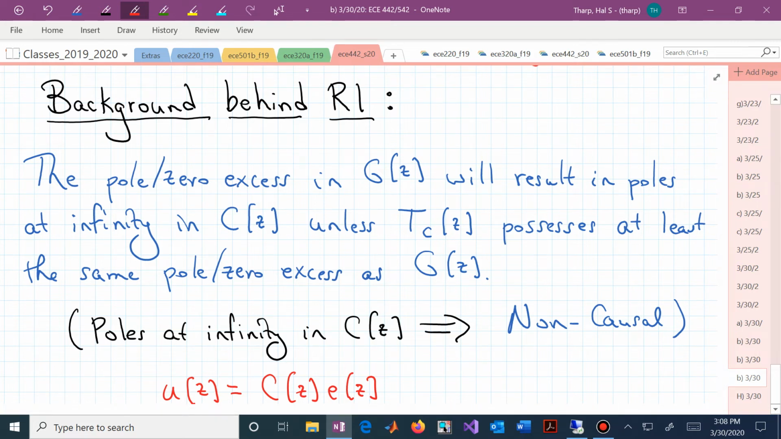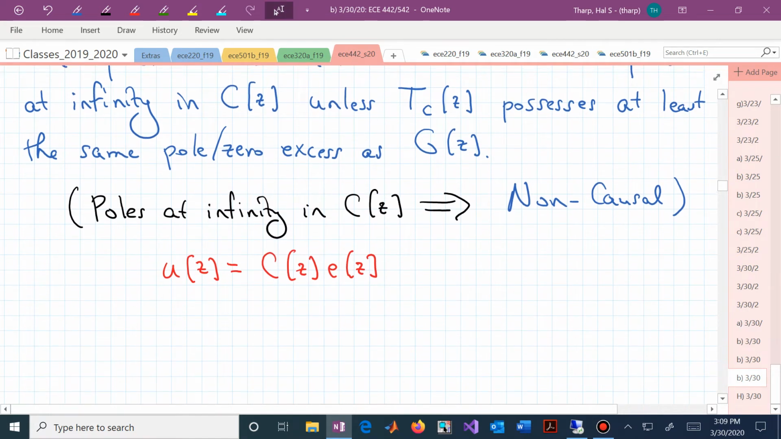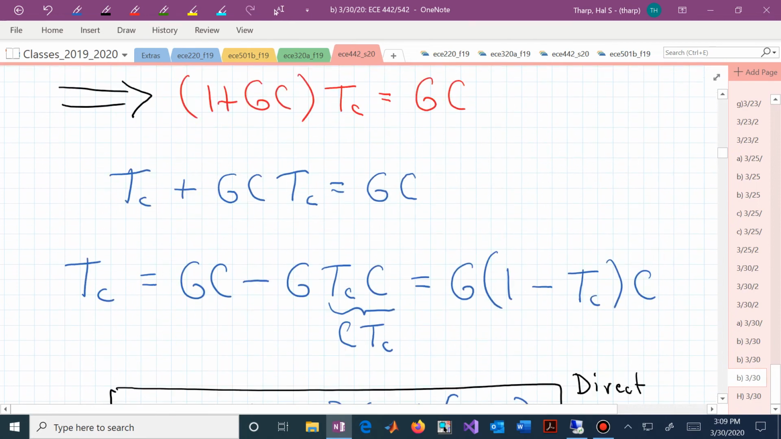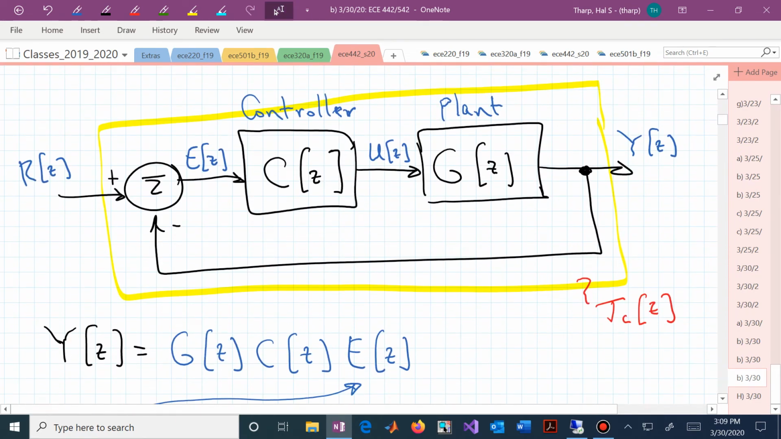Poles at infinity in our controller produce a non-causal characteristic. Where does that come from? Well, let's go back to our block diagram. Here is the input to the controller. That's our error signal. And here is the output of that controller. So in terms of a transfer function, we have the output U being C times the input E.